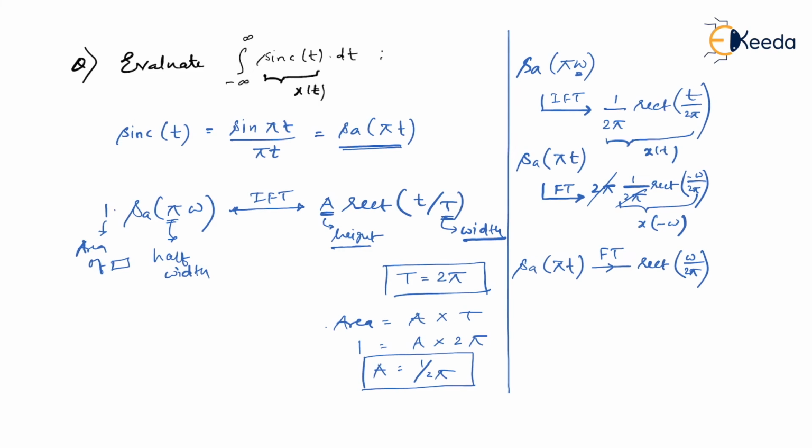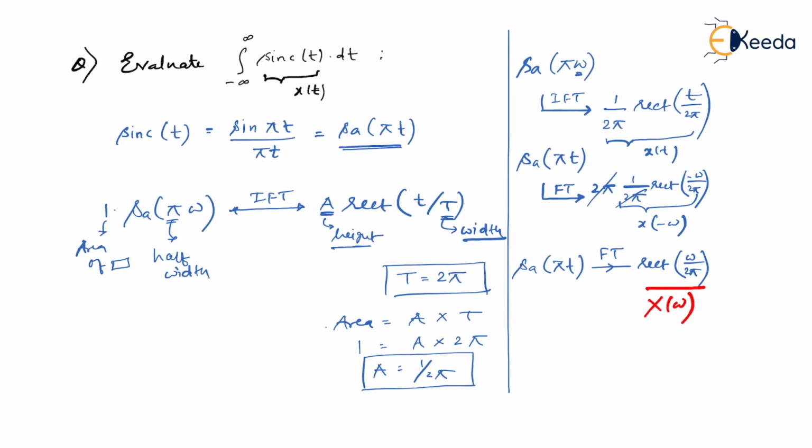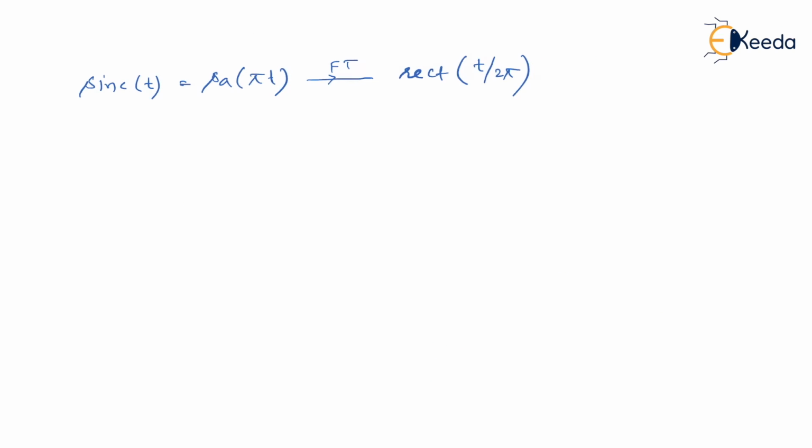Am I right? We know that since a rectangular function is an even function, rect of minus omega is rect of omega itself. So I would say this is your x of omega. Am I right? This is your x of omega. So what we know so far, let me remind you, sinc of t is nothing but a sampling of pi t, and for sampling of pi t you have a Fourier transform as rect of omega by 2 pi.